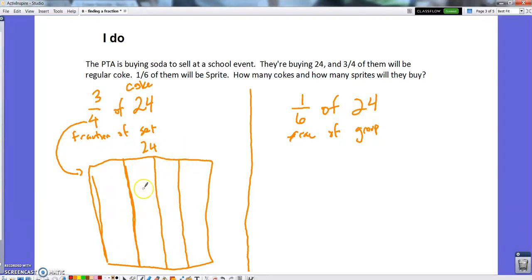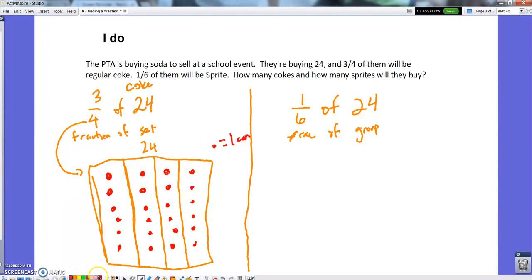So there's going to be 24, and what I kind of do is just maybe do dots or stars or cans. If you want to draw a can, you can. I'm just going to do a dot and say that's 1, 2, 3, 4, 5, 6, 7, 8, 9, 10, 11, 12, 13, 14, 15, 16, 17, 18, 19, 20, 21, 22, 23, 24. So there are my 24 cans. A dot equals 1 can.